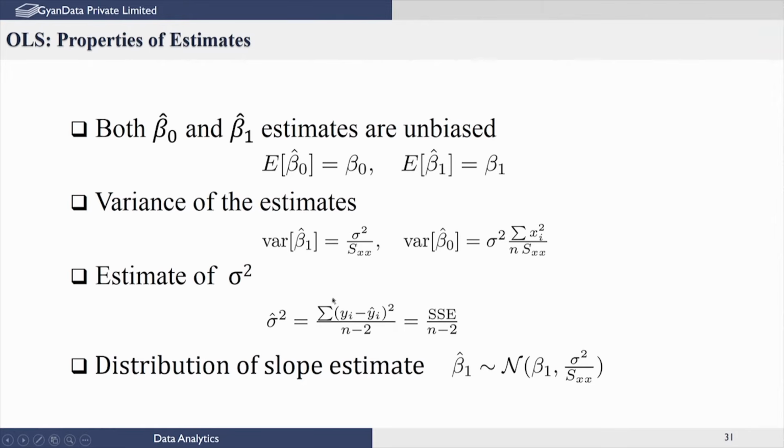Now, this particular numerator term is also called the sum squared errors, or SSE for short, and so sigma hat squared is nothing but SSE divided by n minus 2.